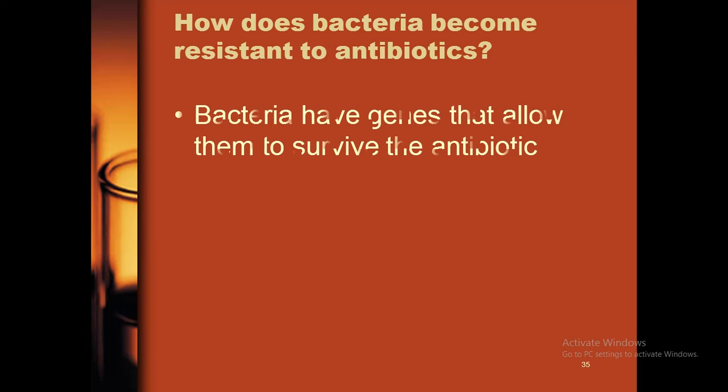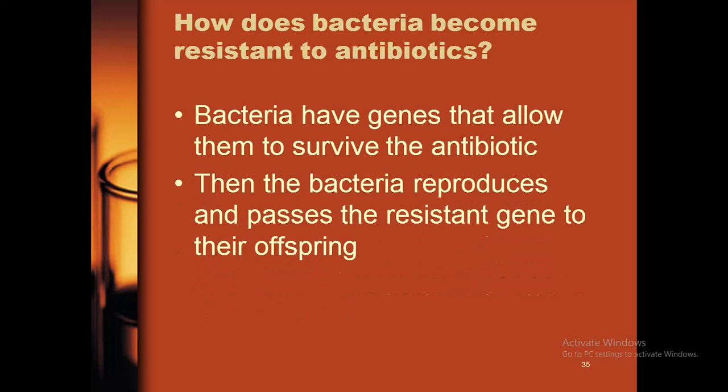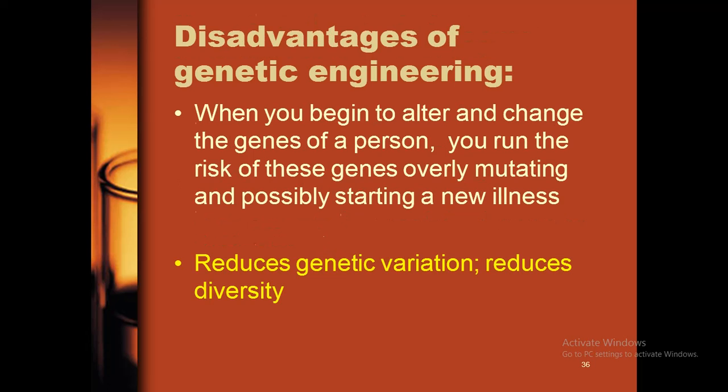So how does bacteria become resistant to antibiotics? As we discussed earlier, bacteria have genes which allow them to survive antibiotics, and they produce and pass these resistant genes to their offspring. And we also discussed the role of recombinant DNA technology or genetic engineering to combat this resistance.